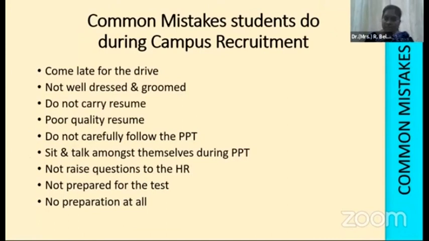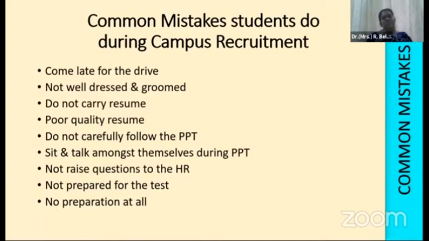Now, what are the things you have told the recruiter? You're a good communicator. You're a very confident person who stands up and talks. You have seen the website. You have been listening properly to the PPT. Wow. You know who he's going to take first? He's going to take you first. Got it? So please listen to the PPT carefully.